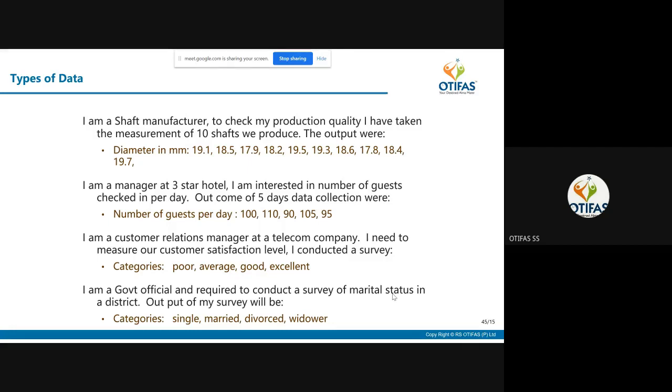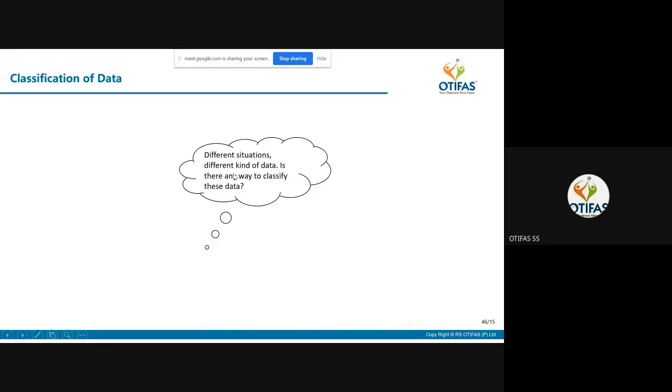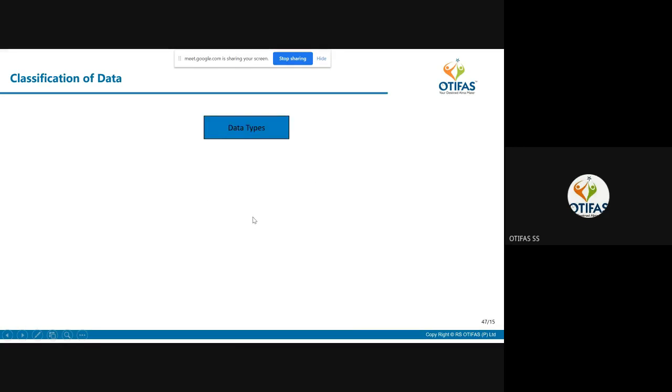Third is degree 2 and fourth is different category. Yes, you are almost right. Okay, now let's understand. So different situation, different kind of data, is there a way to classify this data? So now let us understand data types, different data types.